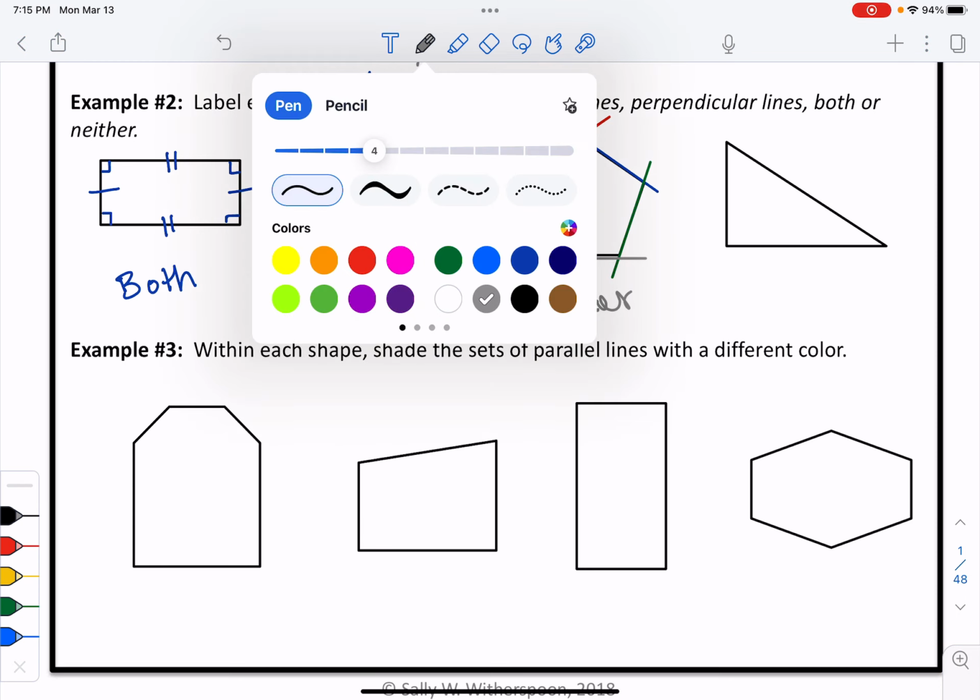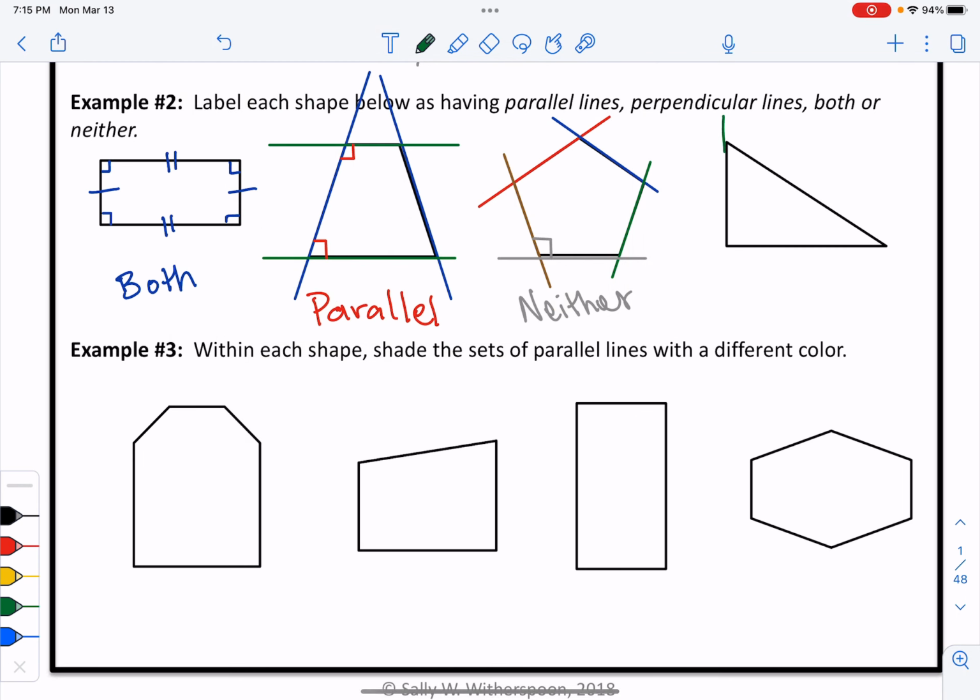Okay, if you're familiar with triangles, which we've talked a little bit about, just by looking at it, you can see that it has no parallel lines. But it's a right triangle. It comes together at a 90-degree angle. So this one is just going to be perpendicular.